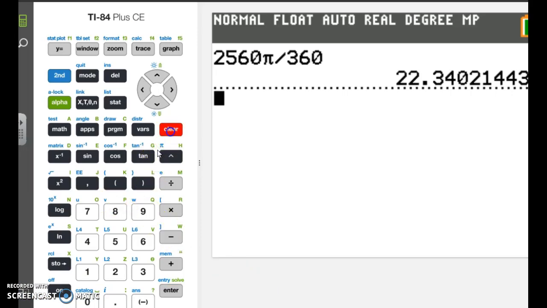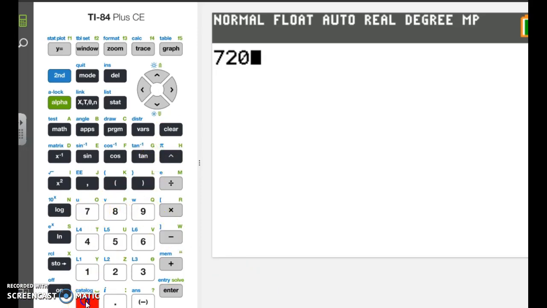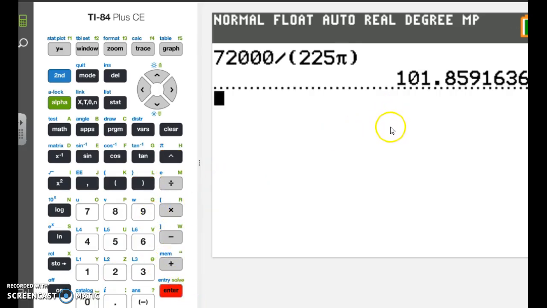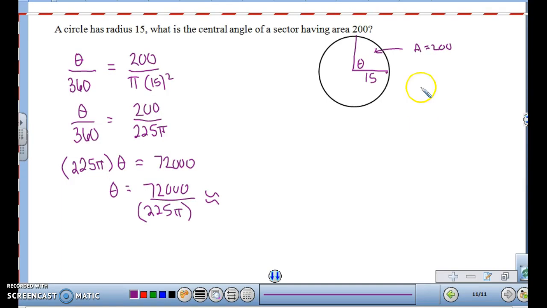All right, 72,000 divided by parenthesis 225 pi in parentheses. Make sure it's in parentheses or you're going to get the wrong answer. Enter. You get approximately 101.86, approximately. And since this is theta, it's an angle, it's in degrees. So basically when you're doing the area of a sector or the length of the arc, you are comparing the part to the whole using either the circumference or the area formula.